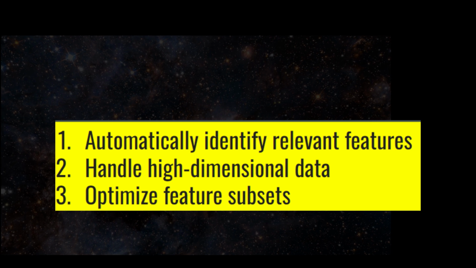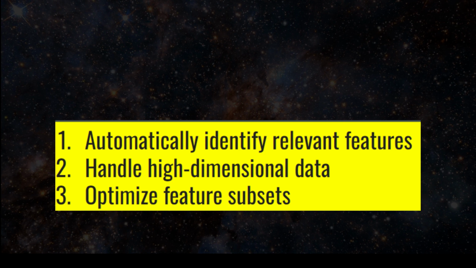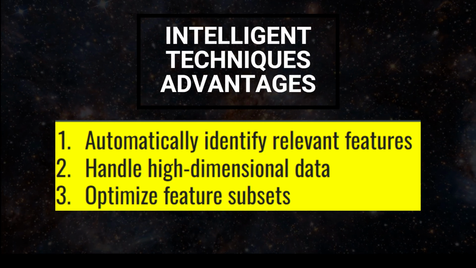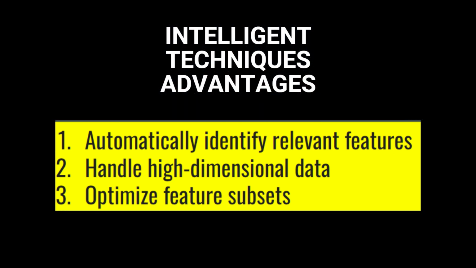And here you can see the advantages if you are using the intelligent techniques. So these algorithms can automatically identify the relevant features. They can handle high dimensional data, and even they can optimize the feature subset for improved model performance. Or we can use deep learning based feature selection. These intelligent algorithms offer powerful capabilities for the feature selection in comparison with the traditional methods.